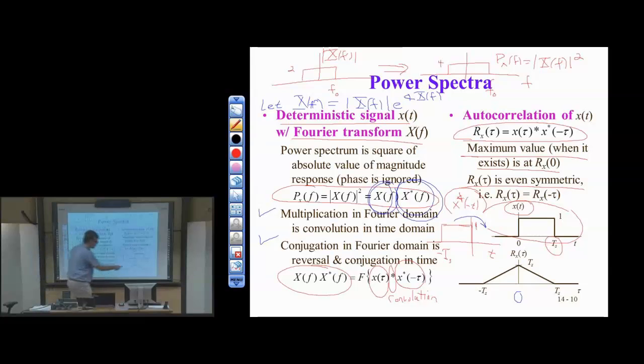For autocorrelation, though, we always get our peak here at the origin, if there is a peak, and you get decay. This is for a deterministic signal, a rectangular pulse in this case. But this type of autocorrelation applies just as well for random signals, which you'll see on the next slide. The same definition applies to both cases.